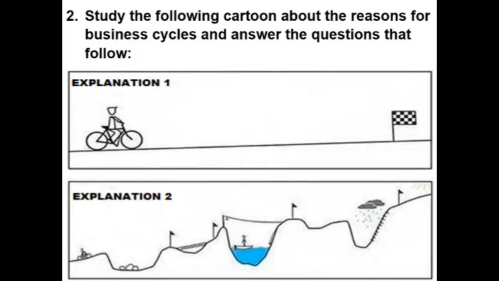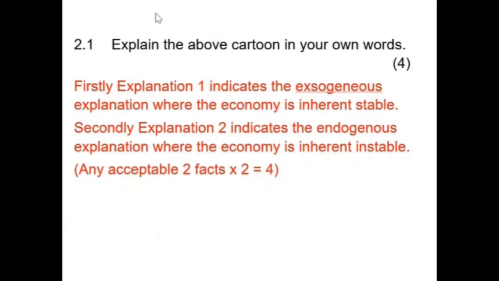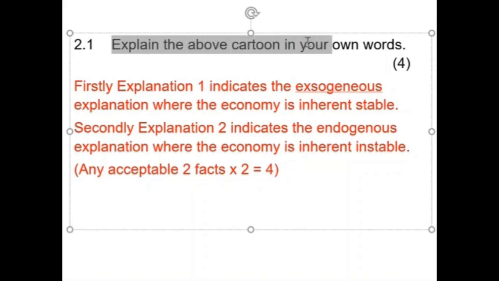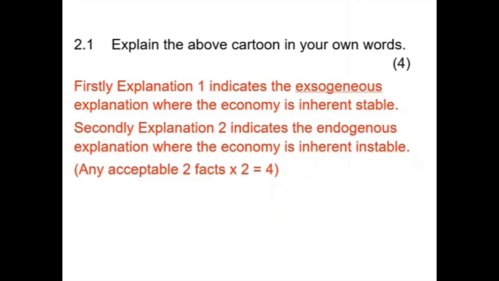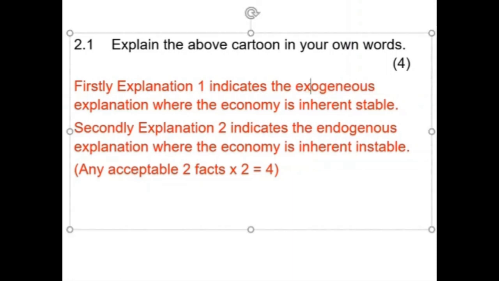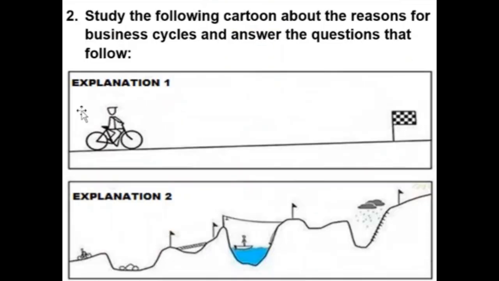So now they ask you in number 2.1, explain the above cartoon in your own words. Learners, please don't write anything about an obstacle course or a man on a bicycle or whatever. This is economics, so we must link it to economic activities. So yes, you may refer to the bicycle, maybe saying that this is the consumer or this is the economy or whatever you want to say, but you can't use the cartoon literally. You must link it to economics. Okay, so let's see what they say.